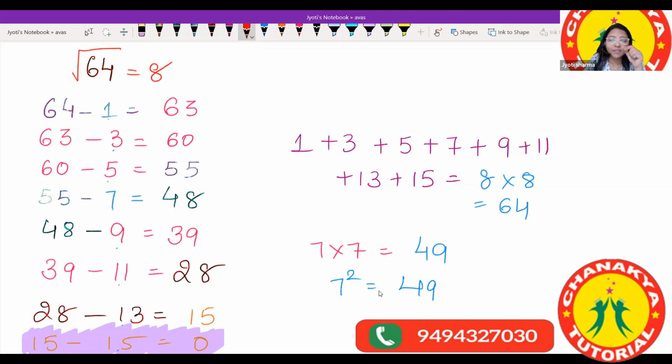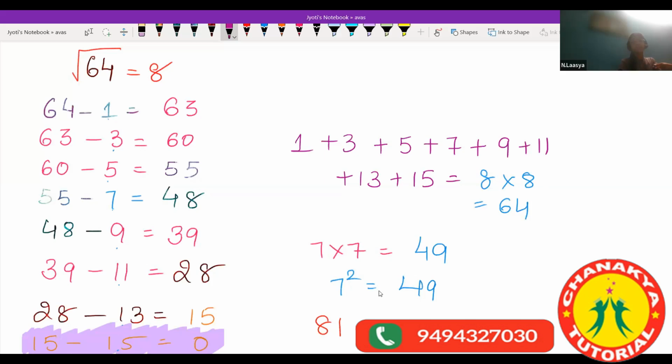Okay, I am giving you a number. Let's say 81. Which number do you multiply by itself to get 81? 9. 9 into 9. Okay. When you find that number, that is known as the square root.